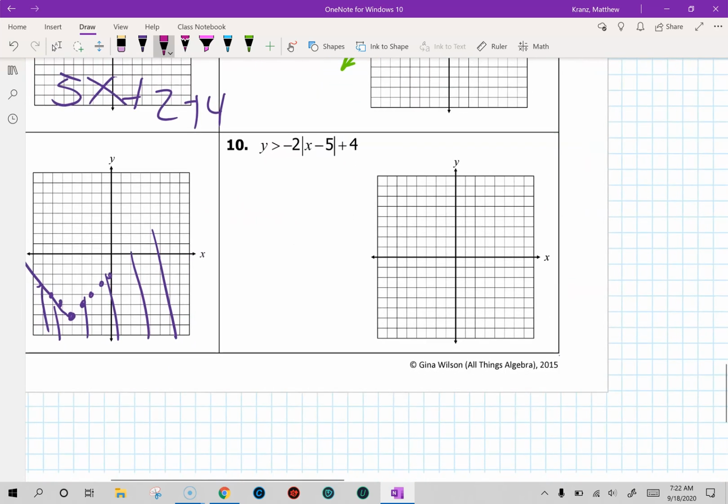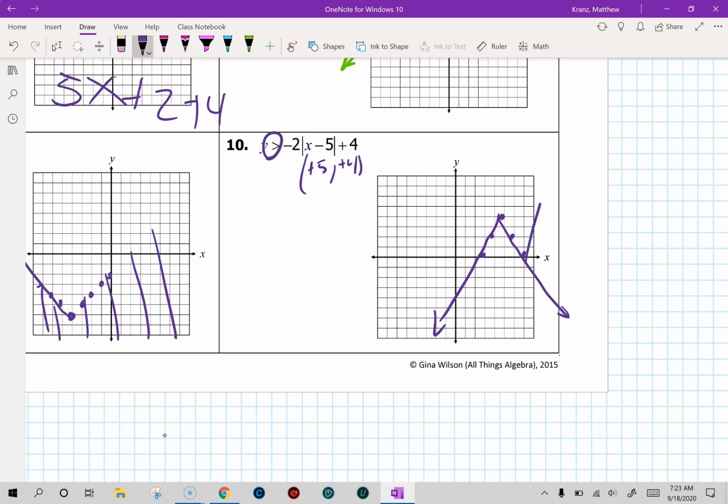And number 10, this is that inequality. It shows me that I am at +5, +4. So I go 5 over and 4 up. That's my vertex. Tells me my slope is -2 over 1. So I have to go down 2 and over 1. And it's going to look like this pretty much. Now, this says greater than, right? That's the greater than symbol. So greater than means above. So I'm just going to shade this area above my lines. Okay, and that'll wrap it up.